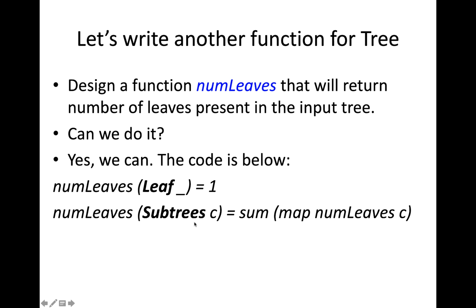Otherwise, when there is a subtree, that means a list of subtrees, which we are calling C, then the total number of leaves will be the sum of each of those subtrees' number of leaves, right? So we can apply this numLeaves function using map on each item in the subtree list, so then we'll get for the first subtree how many leaves are there, for the second subtree how many leaves are there, and so on. And then we are just going to sum them up to get the total answer, right? It's really cool. You can see that.